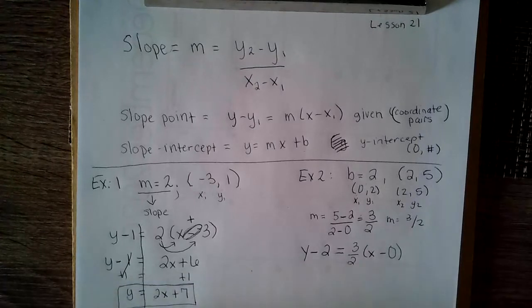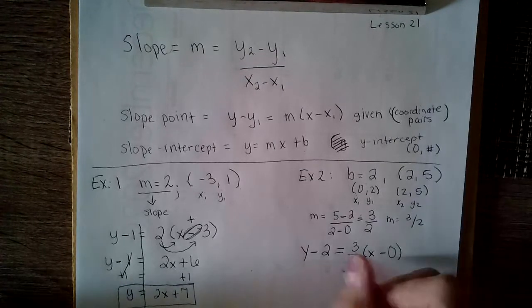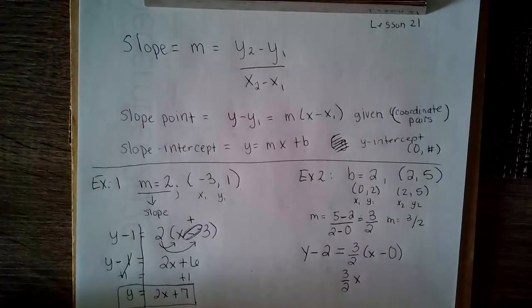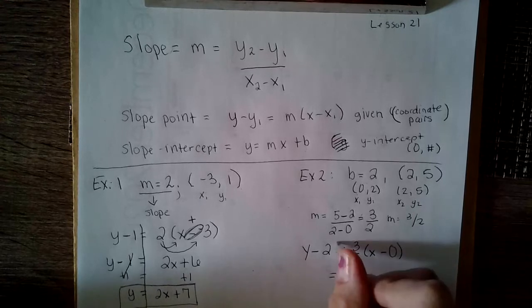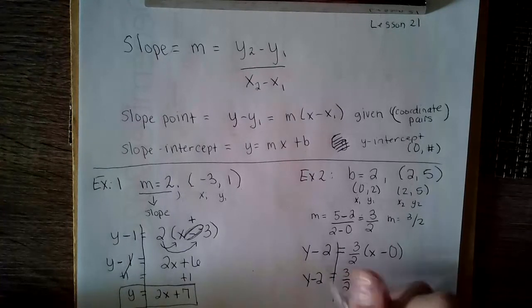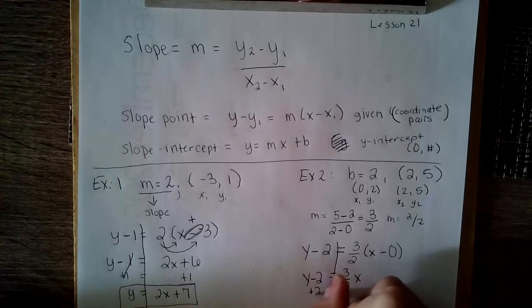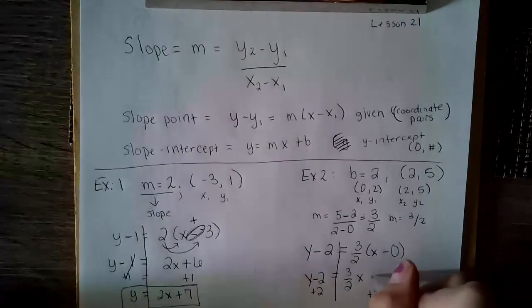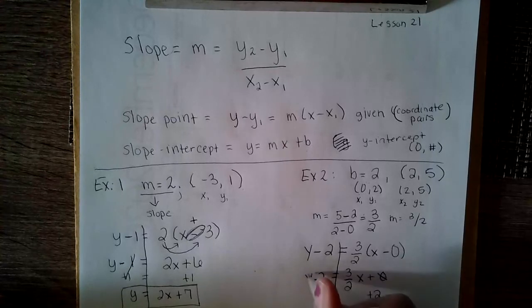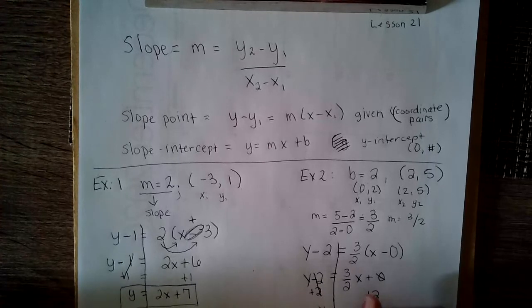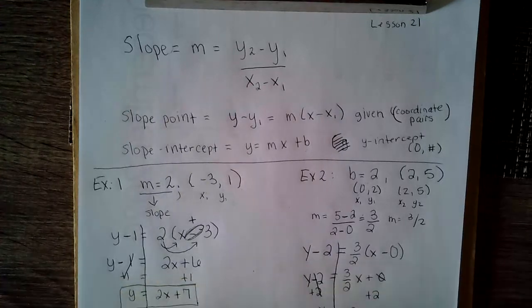Okay, so if I distribute, what I get is 3 halves x, that's it, is equal to y minus 2. I want to isolate this y, so I'm going to add 2 to both sides. So I'm going to plus 2 here. And this is going to give me y equals 3 halves x plus 2. Perfect. Okay?